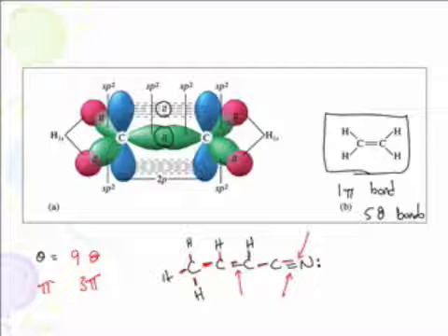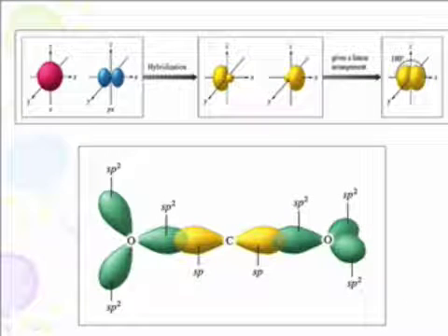Very AP question. How many sigma and how many pi bonds in a particular structure? Very, very common. All right. Now, what if you have 2 clouds?